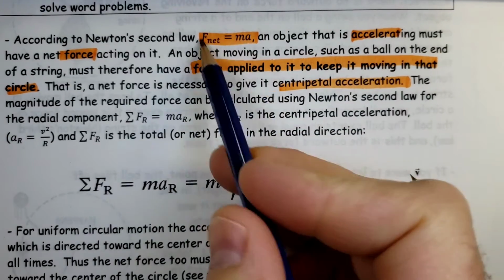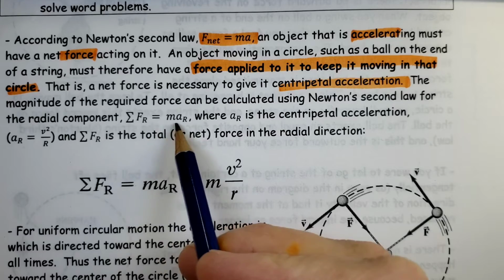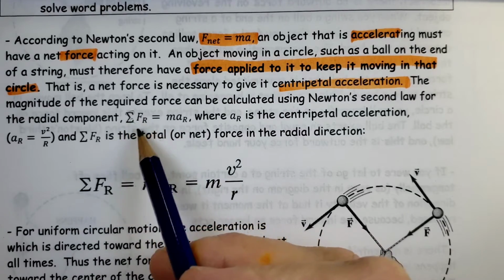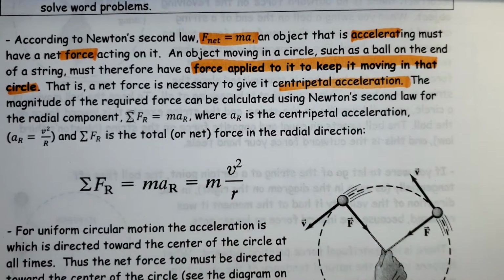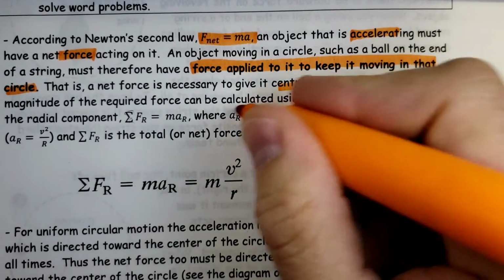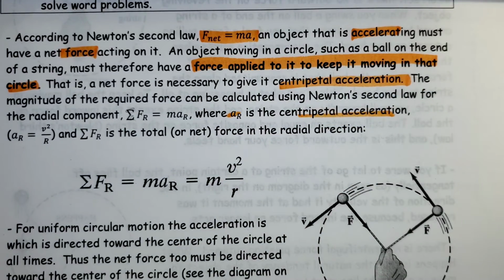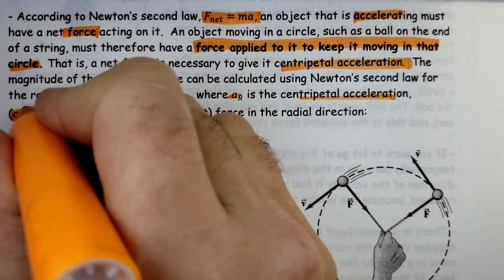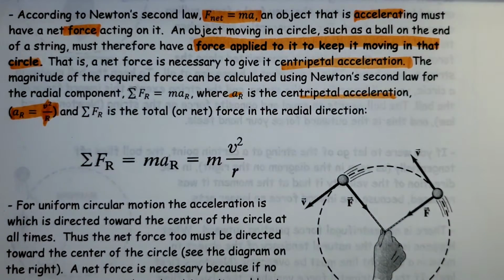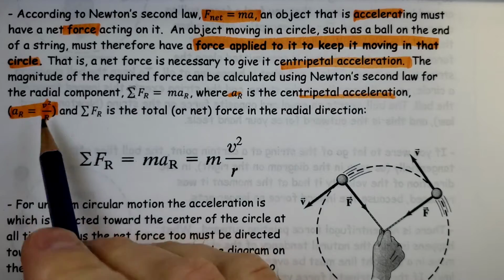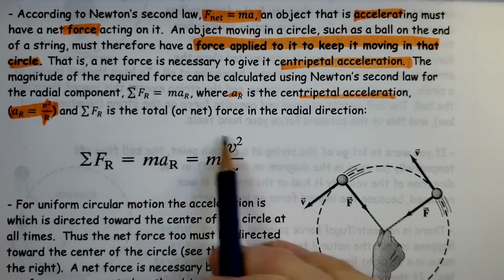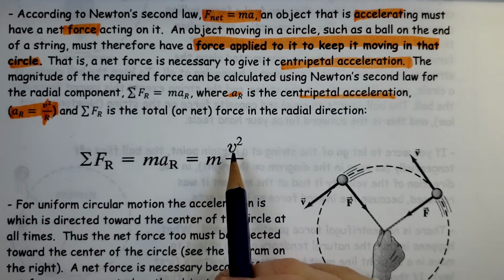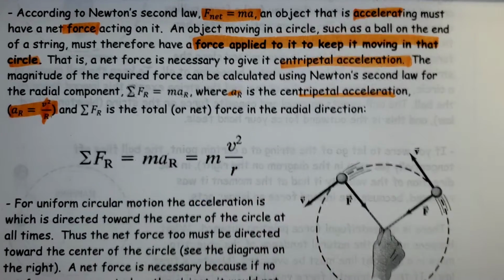So you can see here F net equals ma. We can treat it as F equals ma. The sum of all radial forces equals mass times the centripetal acceleration or radial acceleration. So recall in the last unit, acceleration in a circle can be determined as v squared over r. So we can take that v squared over r and put it into here, and we get this. So F is equal to mass times v squared over r.